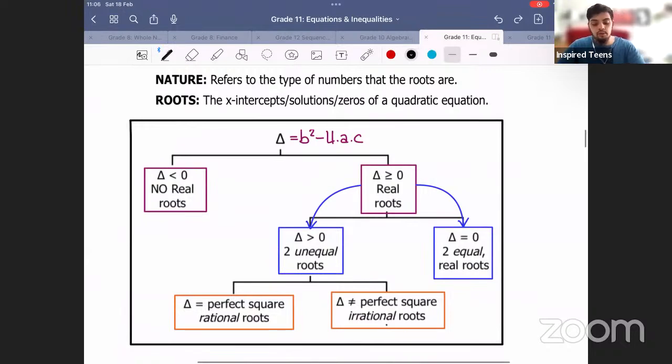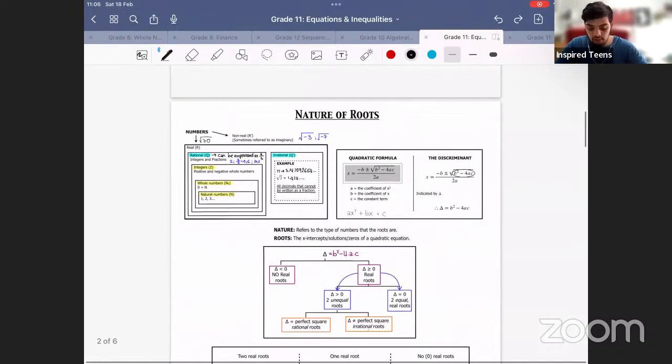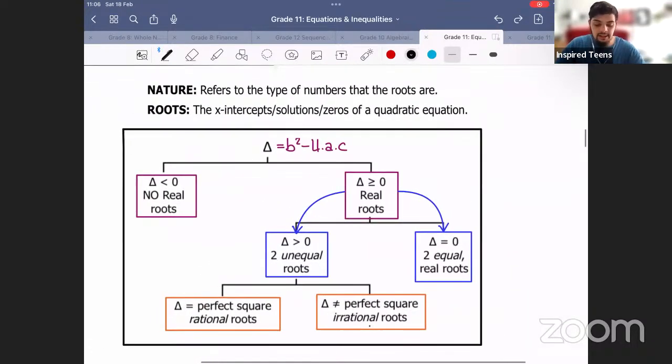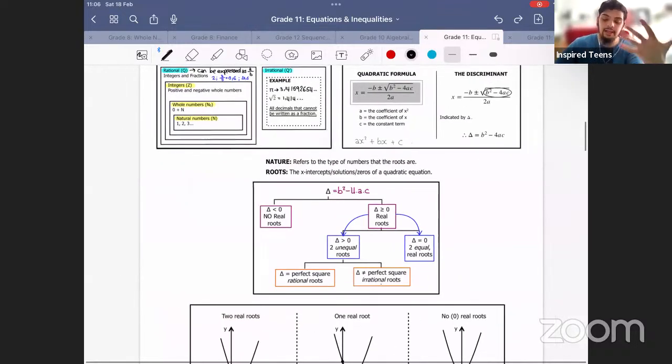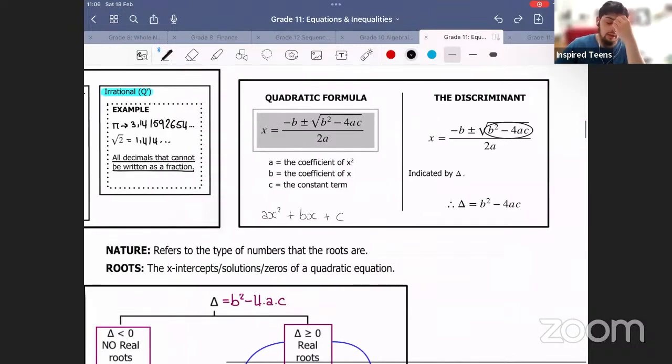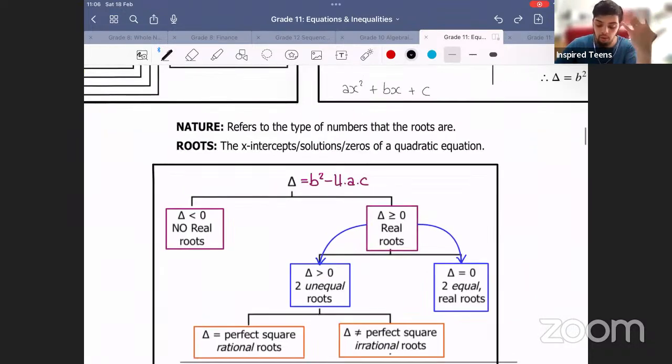Now we are going to be talking about the nature of roots. Nature refers to the type of numbers that roots are. That's English. Then roots are the x-intercepts, solutions, or zeros of a quadratic equation. The roots are basically what makes the trinomial zero.